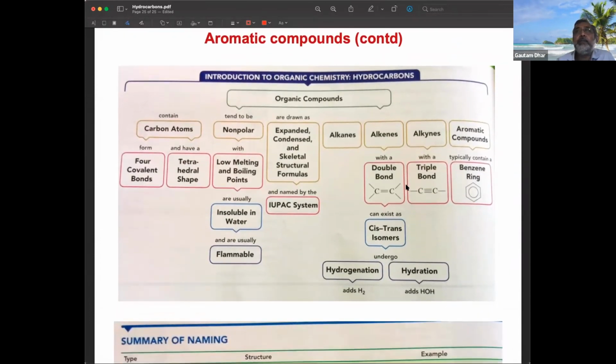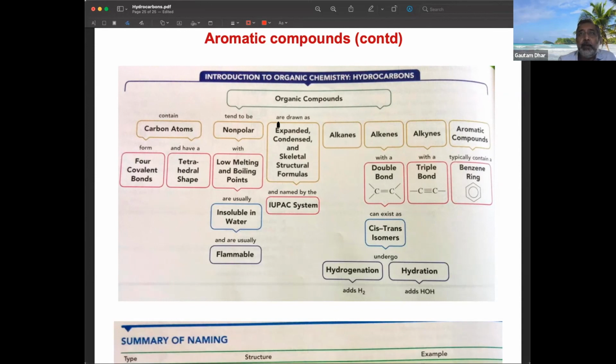Okay. Now, this is the summary. This is the foundation of organic chemistry that we just covered. So take time, work on them. Carbon atoms have four covalent bonds, and remember that for a saturated carbon atom, if every bond is a single bond, it has a tetrahedral shape. Organic compounds tend to be nonpolar. Because they're nonpolar, they're insoluble in water, low boiling, low melting, and flammable. That's why they're used as fossil fuel. When a hydrocarbon burns, the product is always carbon dioxide and water. Both are gases, they evaporate out, and no residue is left.